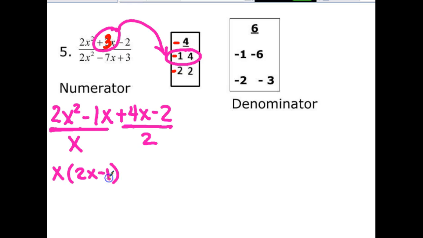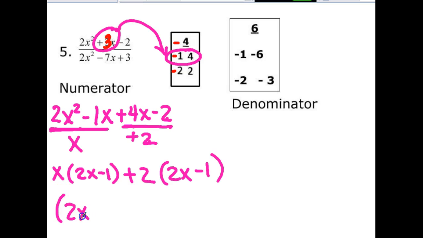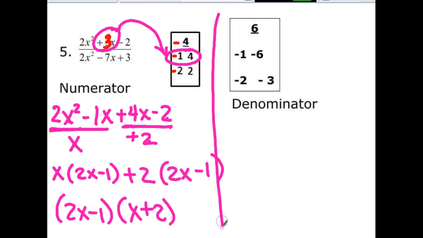X cancels that one out. I factor a positive 2 out of here. 4 divided by 2 is 2x. 2 divided by 2 is 1. Look at that. Do you see a common factor? The 2x minus 1 is a common factor. The x plus 2 is the second factor. Hopefully, you remember doing that previously.